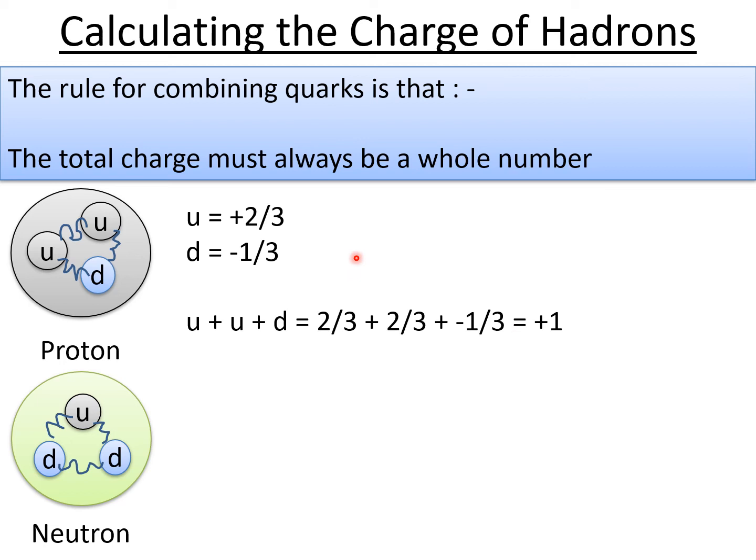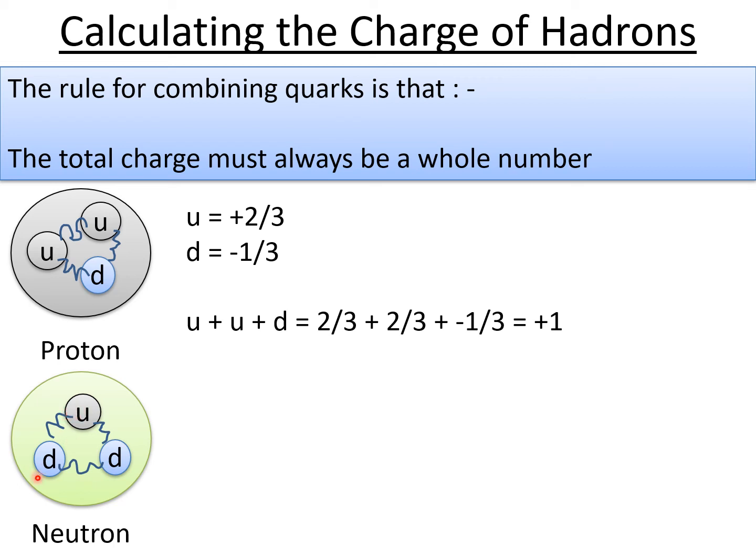It's +1, isn't it? So this is really nice because it means our quarks not only are consistent with the physics, because when you add them together, you still get the charge of the proton. It really just kind of ties together. Now let's try it for the neutron.